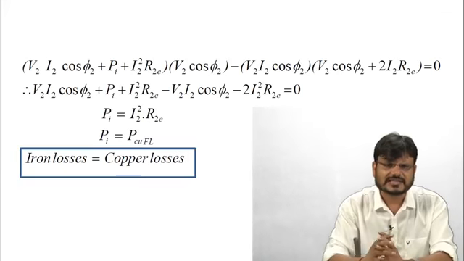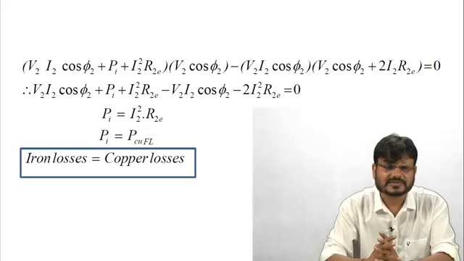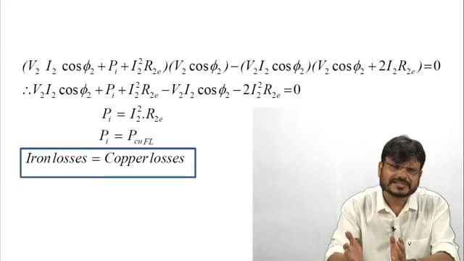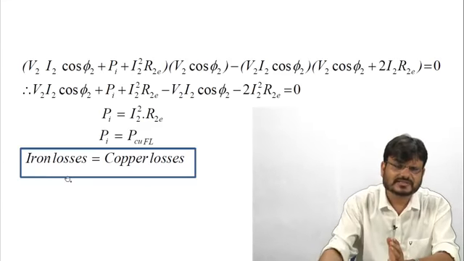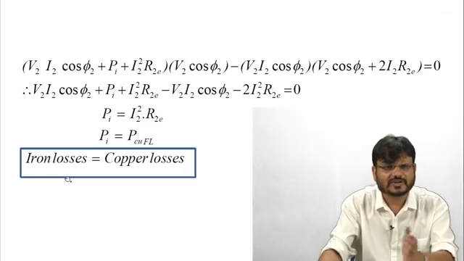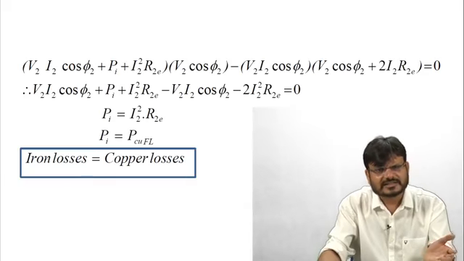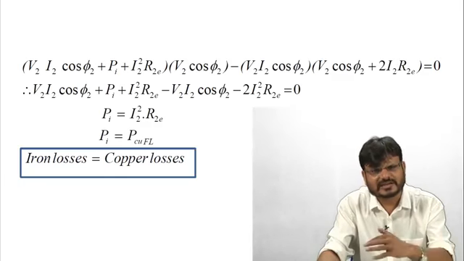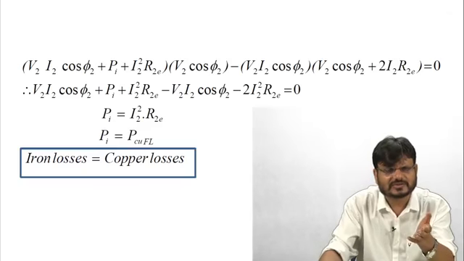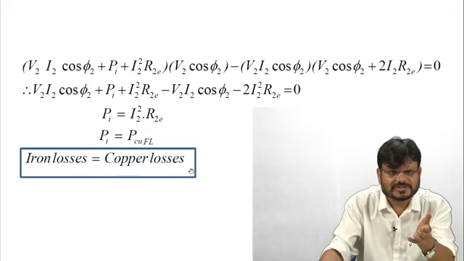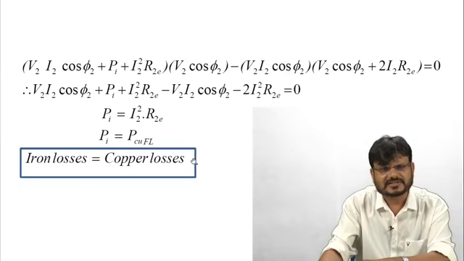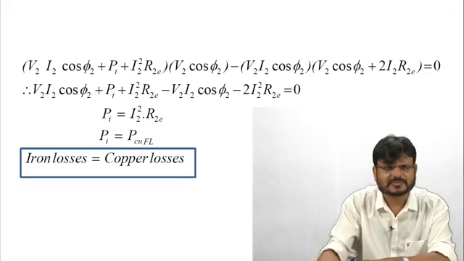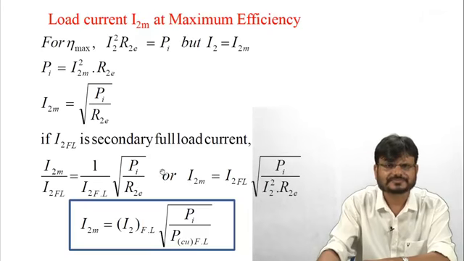Suppose it is asked that you find the maximum efficiency. What losses can you change? Because the iron losses are constant losses, you cannot say that copper loss is equal to iron loss. You can say only that iron loss is equal to copper losses, so you can change only the copper losses. To get the maximum efficiency of the transformer, the condition is that iron losses are equal to copper losses.